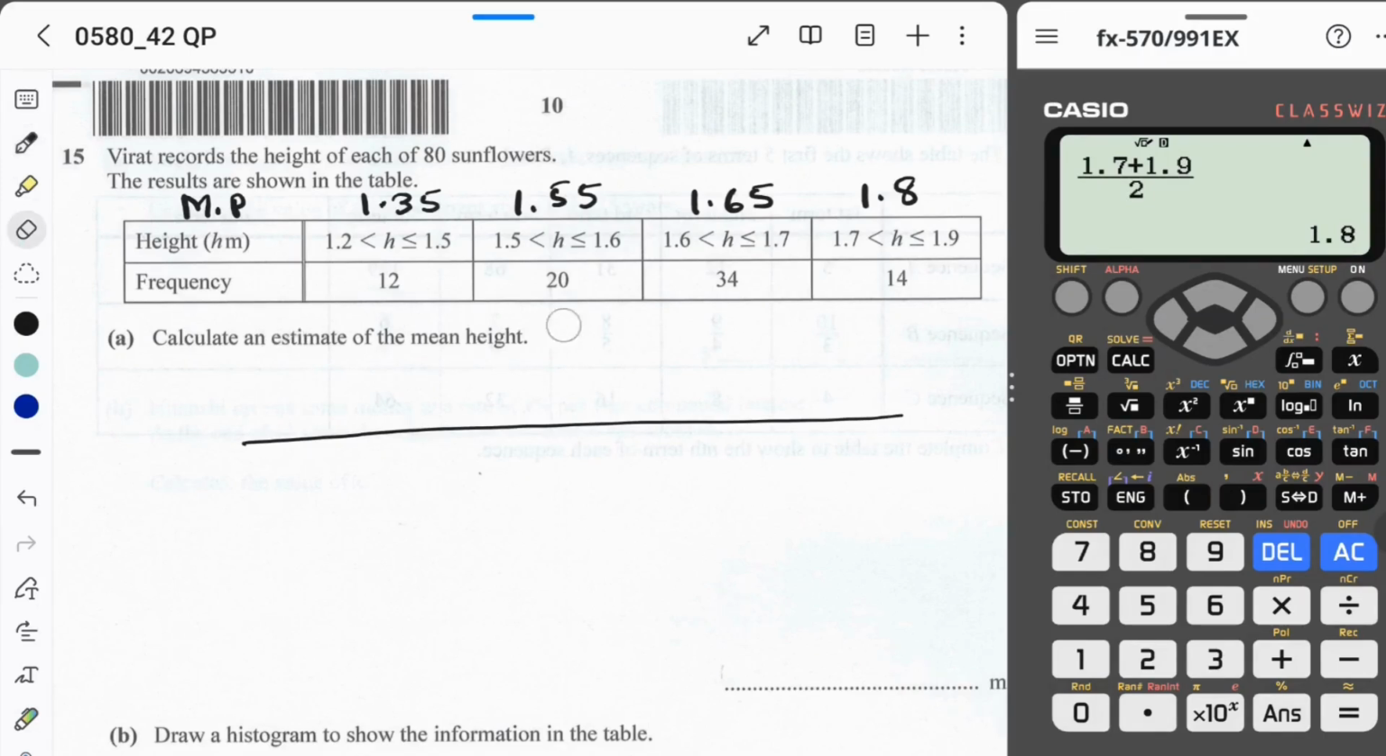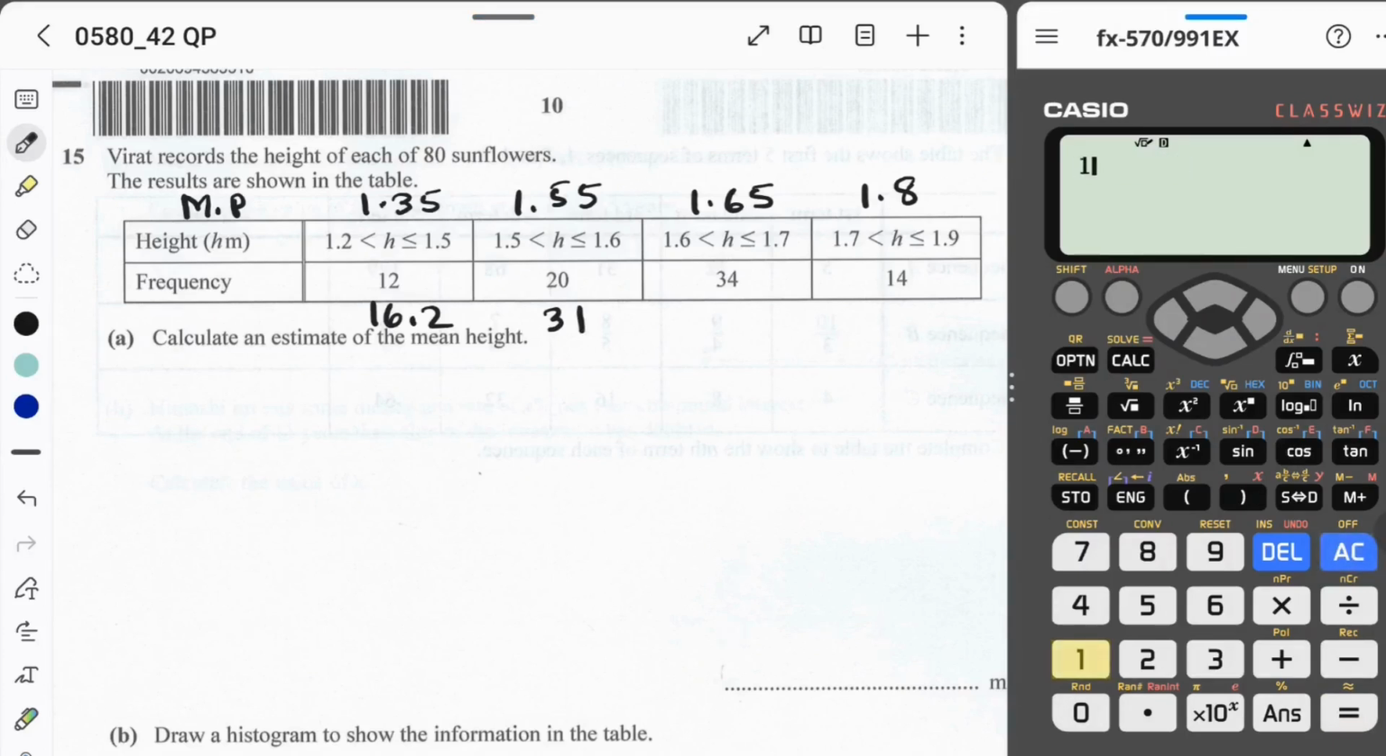Whatever you like, you can write down in the table or you can do the working here. Okay, let's write it down in the table. 12 into 1.35 is equal to 16.2, and now 1.55 into 20 is equal to 31, and then 1.65 into 34 is equal to 56.1, and 14 into 1.8 is equal to 25.2.